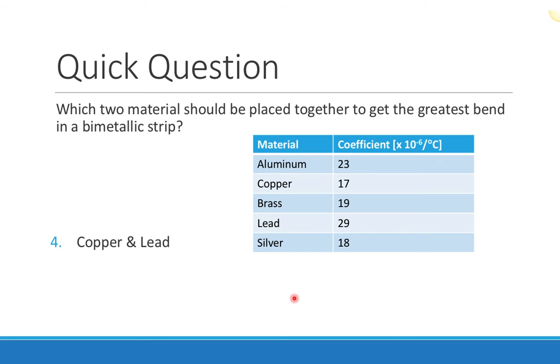If I were going to put two of these substances together, it was just a harder question because I've got 17, 18, and 19, so we won't answer that question. But definitely the biggest bend would occur between the two that have the greatest difference in coefficients of expansion. The least bending would occur between the substances that have the closest coefficients of expansion.